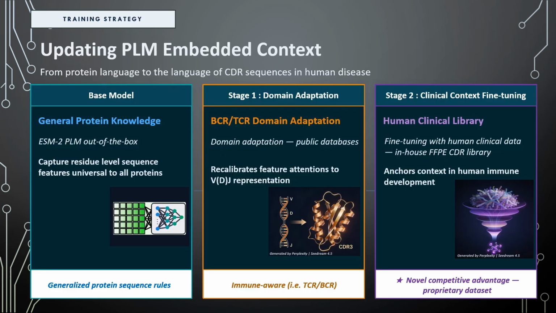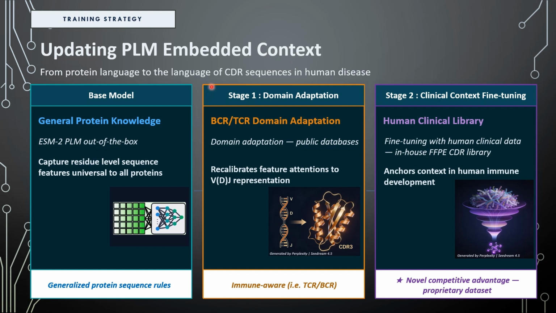So specifically in our case, we have our base model, which is an ESM-2 PLM. This has captured residue level sequence features that are universal to all proteins. To begin addressing our foreseen limitation, we need to domain adapt or give immune awareness to this ESM-2 PLM, where we will give a separate database of BCR and TCR sequences that are publicly available to recalibrate for feature attention on VDJ sequences.